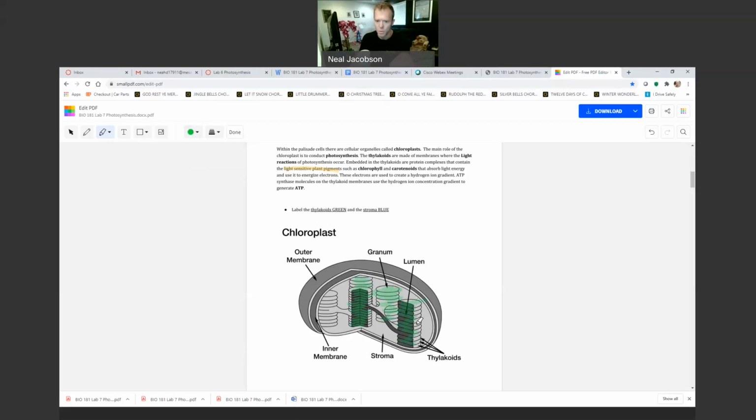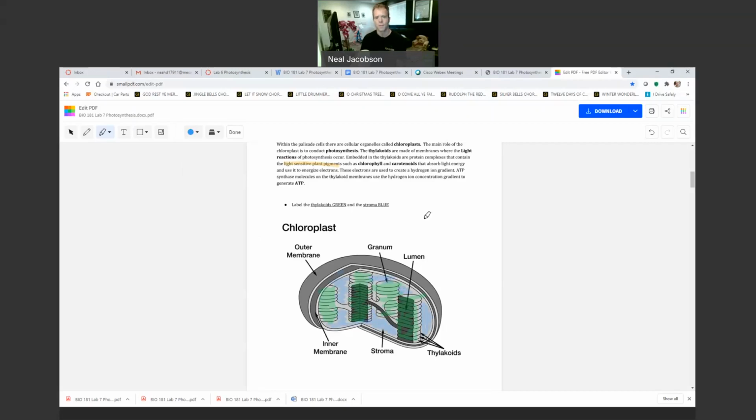You guys can spend a little bit more time on this. And then we're going to color the stroma blue. The stroma is actually where the dark reactions take place. It's this cytoplasm-like liquid that surrounds the granum. So we're going to color those in blue. And there's our chloroplast. All right.